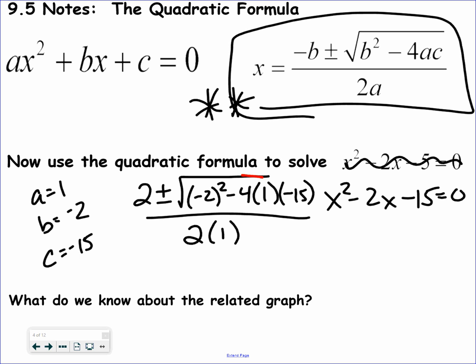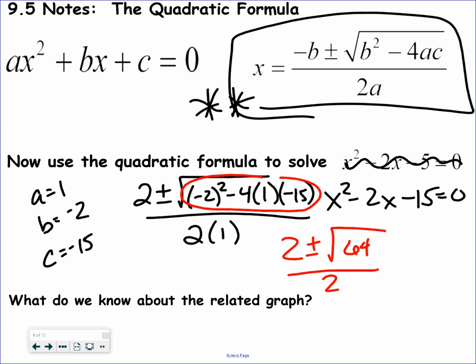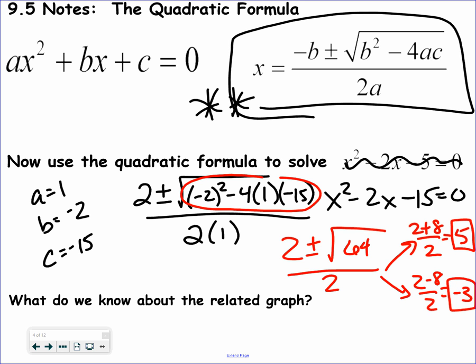Now, the hard part about this is what is known as the discriminant. It's the stuff under the radical here. That negative 2 squared minus 4 times 1 times negative 15. So 2 plus and minus the square root, you end up getting 64. Square root of 64 is 8. So 2 plus 8 divided by 2, and 2 minus 8 divided by 2. And so this is 10 divided by 2, and 2 minus 8, which is negative 6 divided by 2.